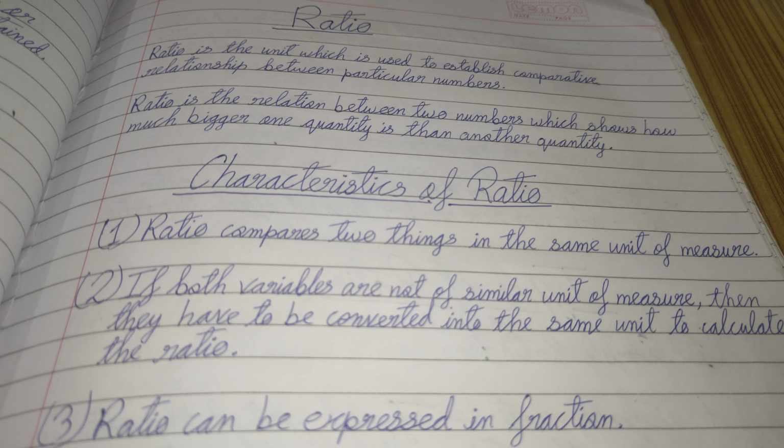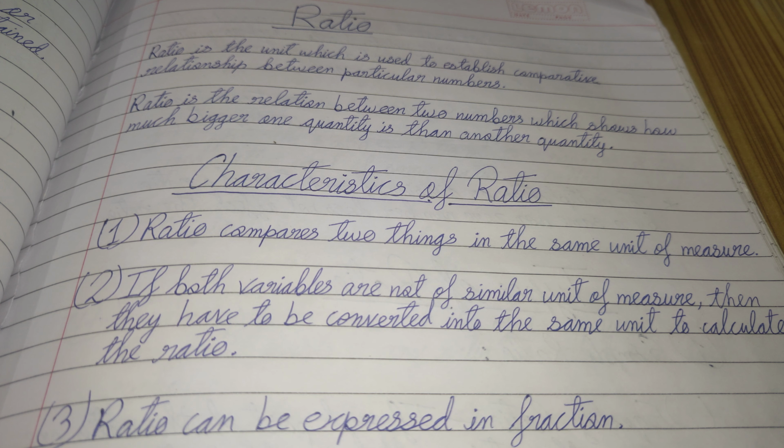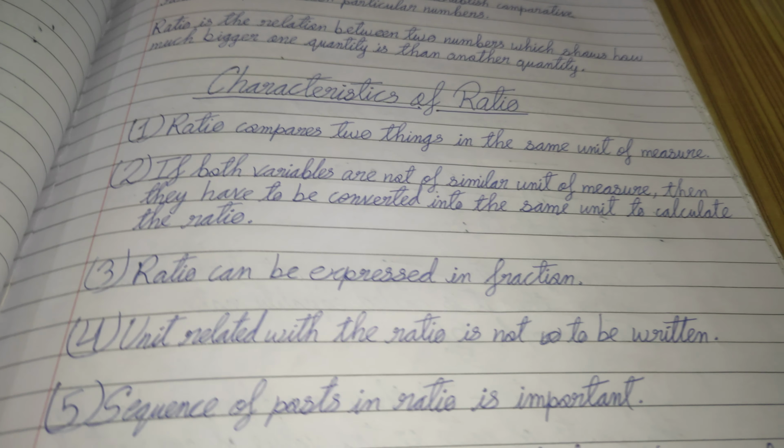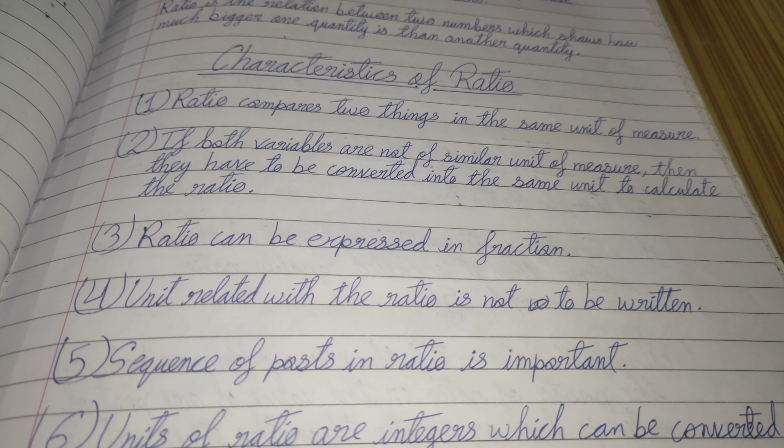Now, what are the characteristics of ratio? Ratio compares two things in the same unit of measure. If both variables are not of a similar unit of measure, then they have to be converted into the same unit to calculate the ratio. Ratio can be expressed as a fraction. The unit related to the ratio is not to be written.